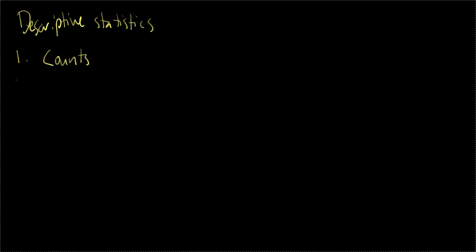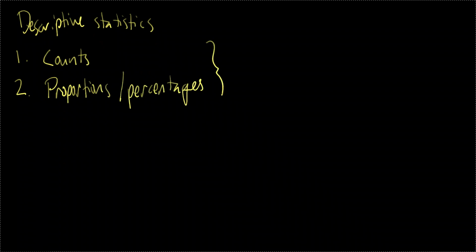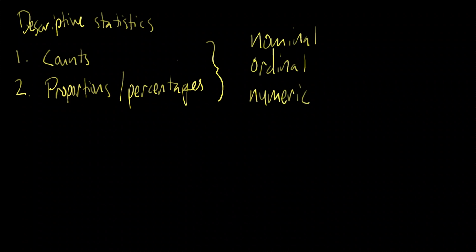Let's talk now about different descriptive statistics that you can use to get an idea of what your data looks like. The first one we'll talk about is just counts, and along with that, proportions, which can be expressed as percentages. So you can use these descriptive statistics to describe all three of the types of data we talked about earlier. So nominal data, ordinal data, and numeric data.